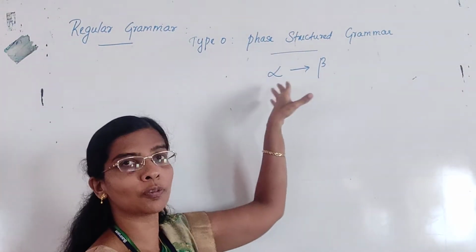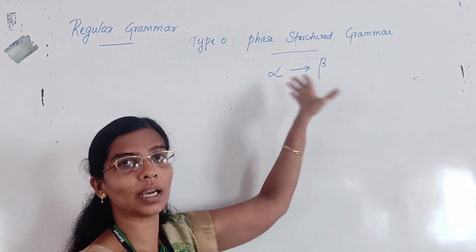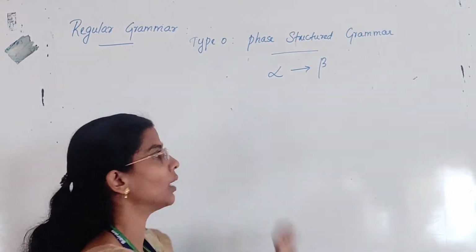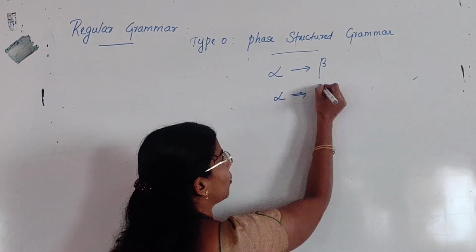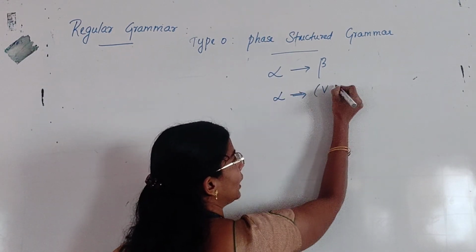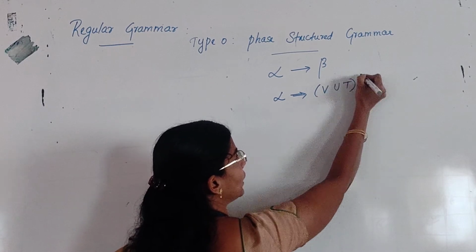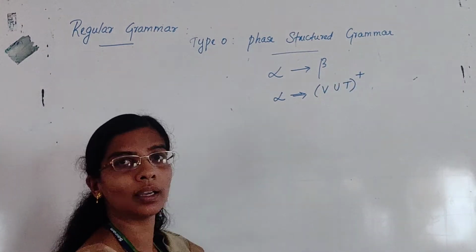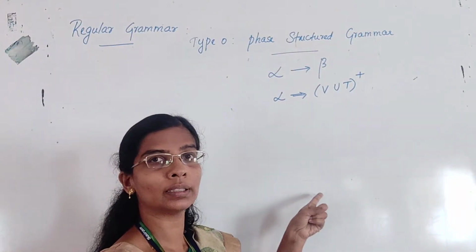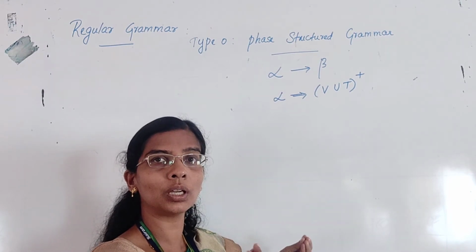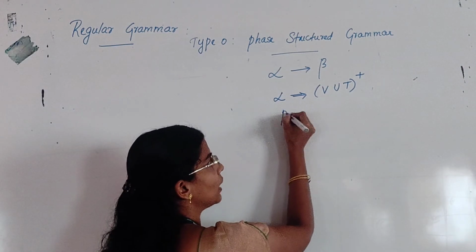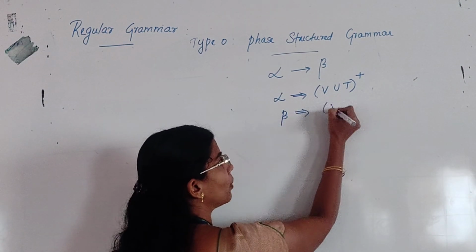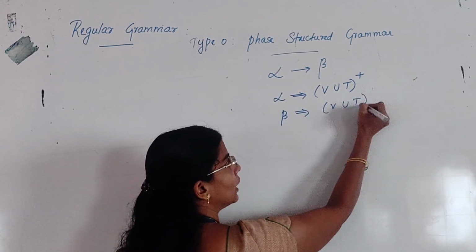It will be in this form: alpha tends to beta. What is alpha? How do I have to form alpha? Alpha is a combination of (variable union terminal) plus. Beta is also a combination of variables and terminals.